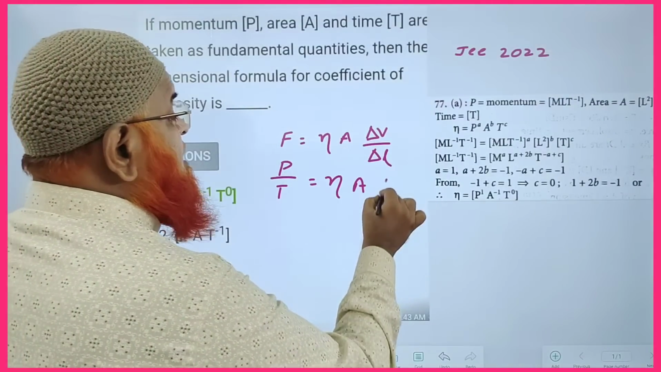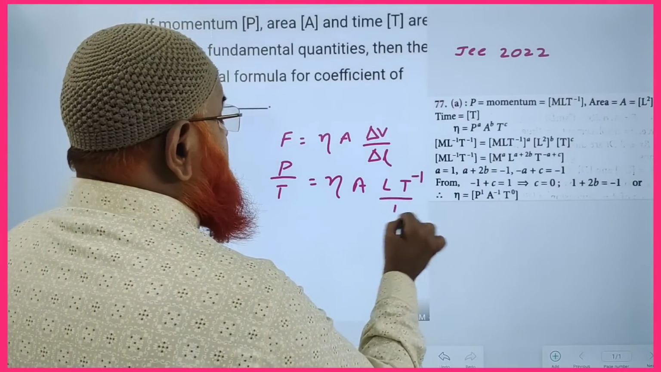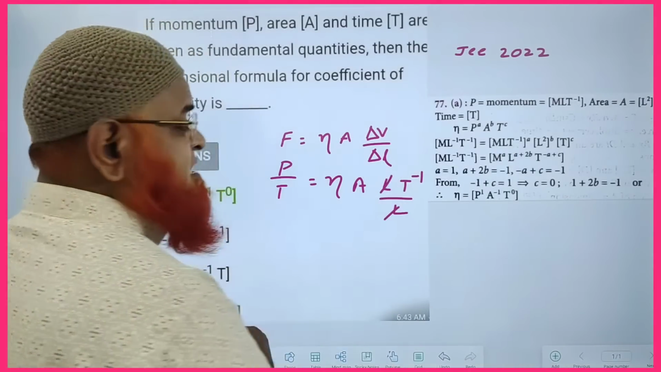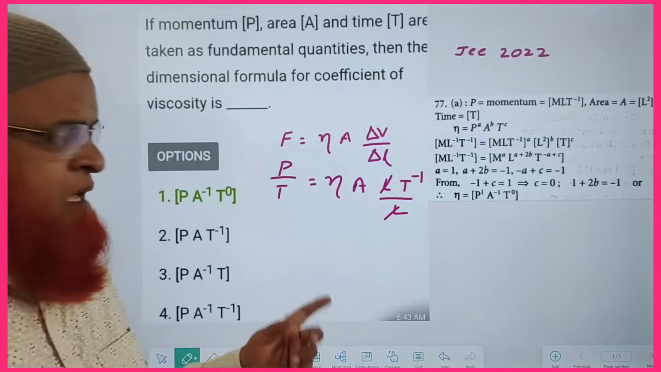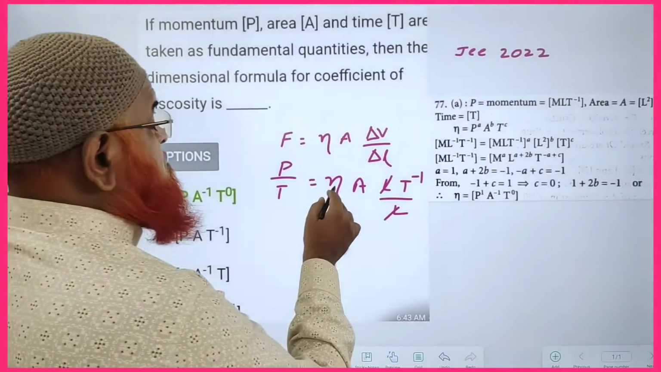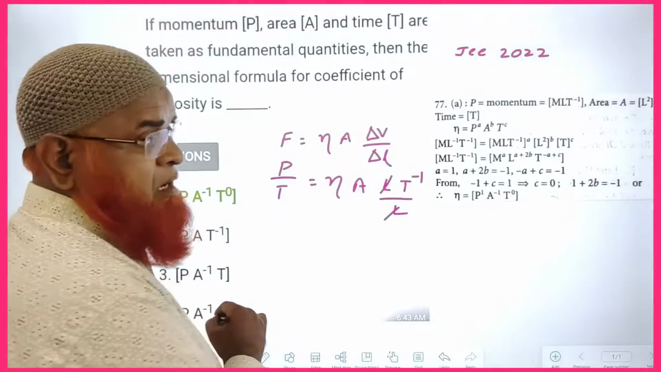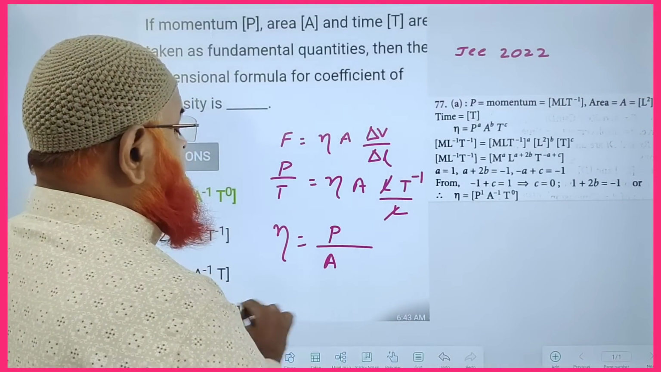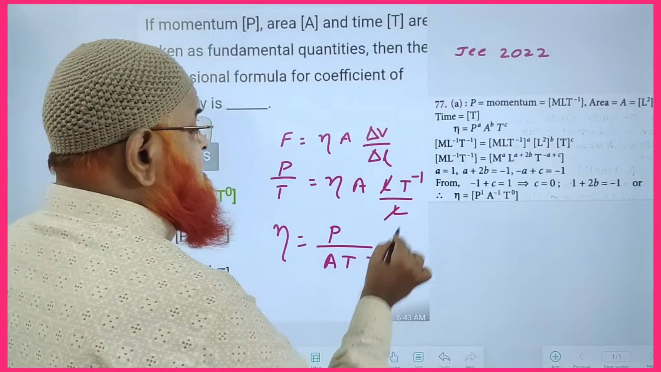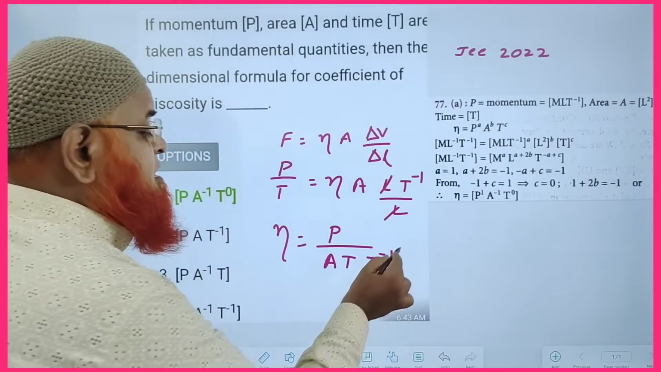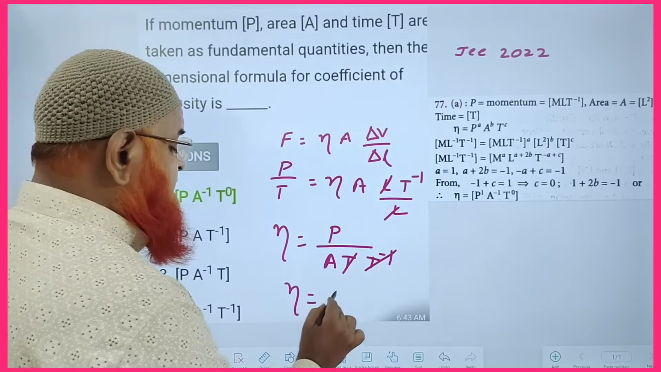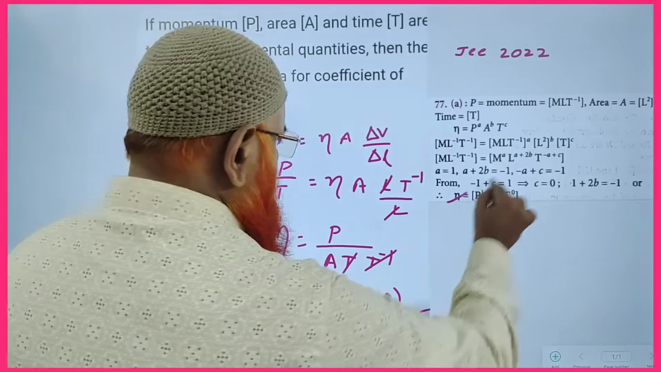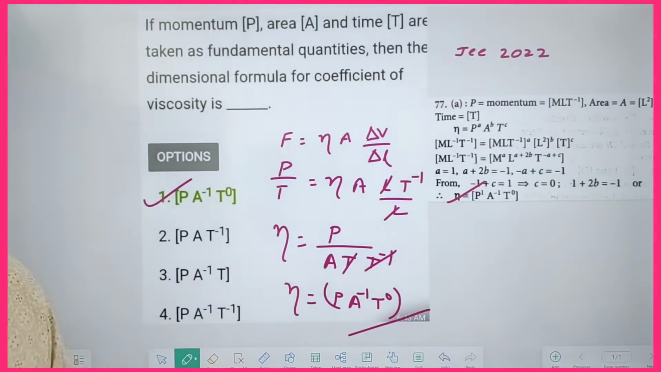Eta A, velocity is L t power minus 1. Here change in length is again L. So what is going to happen here? Length gets cancelled. Okay. And also here, he's asking us to find out what is the eta. So eta is equal to pressure by area. Already t is there here. t power minus 1 also goes to the denominator. So these are getting cancelled here. So eta is equal to P, A power minus 1, t is not there, t power 0. So this is going to be our solution. Thank you very much. Have a nice day.